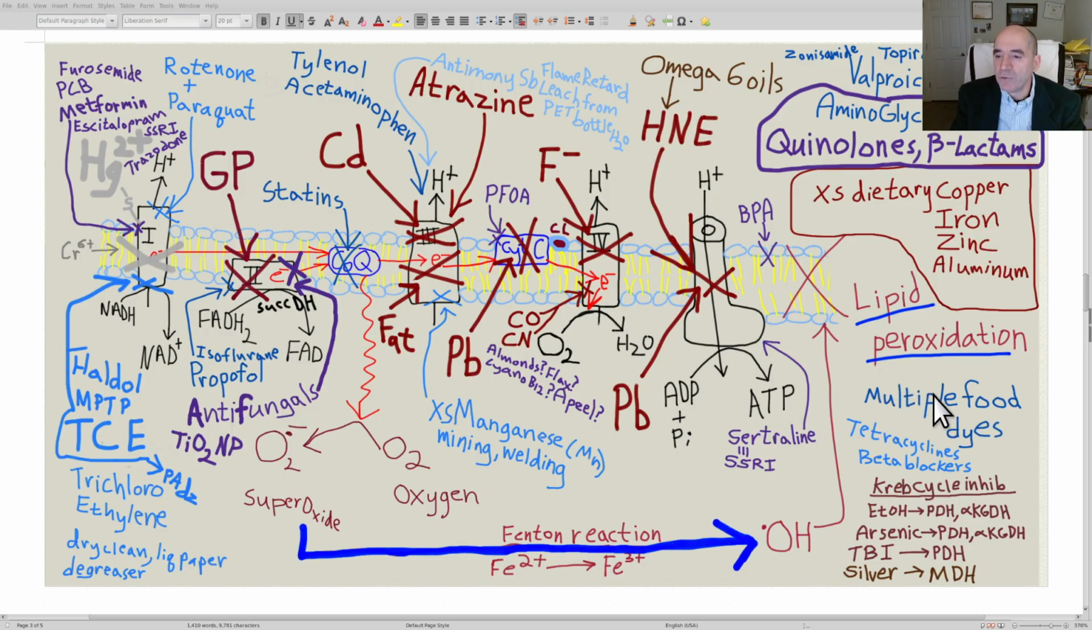What else? Multiple food dyes and all the processed food, mitochondrial inhibitors. The arsenic, we've talked about that before. Traumatic brain injury. Silver ion. A viewer was asking me just recently what I think of colloidal silver. I think it's stupid. It's a mitochondrial inhibitor. The malate dehydrogenase enzyme is inhibited by that. Almost all the heavy metals are toxic to the mitochondria.